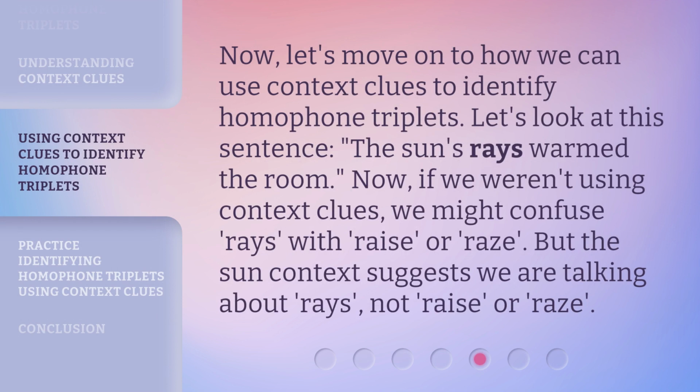Now, let's move on to how we can use context clues to identify homophone triplets. Let's look at this sentence. The sun's rays warmed the room. Now, if we weren't using context clues, we might confuse rays with raise or raise. But the sun context suggests we are talking about raise, not raise or raise.